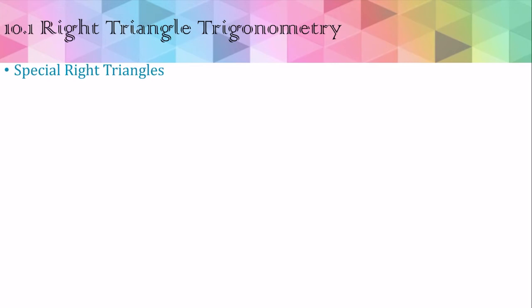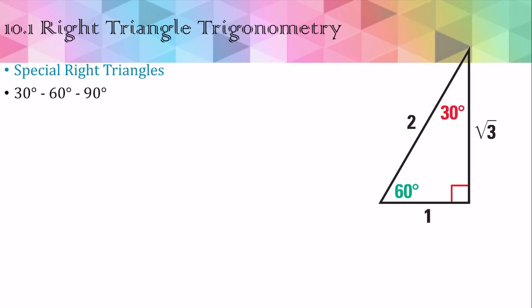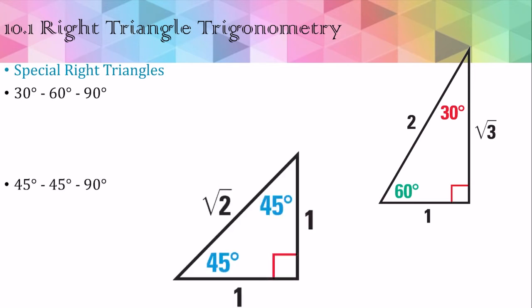There are two special right triangles. The first one is a 30, 60, 90. So here's a 30, 60, 90. You need to memorize this one. The shortest leg is 1, the hypotenuse is 2, and the longest leg is square root of 3. So it's 1, 2, square root of 3, where the shortest side is opposite the smallest angle. 45, 45, 90. Its sides are 1, 1, square root of 2. Because if the two angles are congruent, then it's an isosceles triangle. You need to memorize these two.